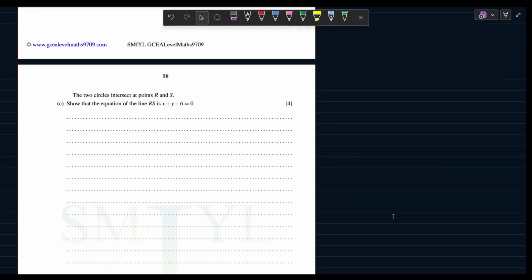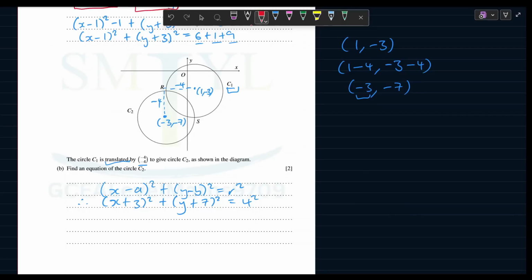Now we're given that the two circles intersect at points R and S. Part C: show that the equation of the line RS is x + y + 6 = 0. Alright, so we've got a point R here, and we've got a point S here, and we want to find the equation of this line RS.